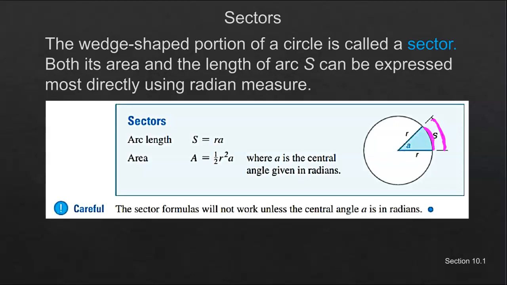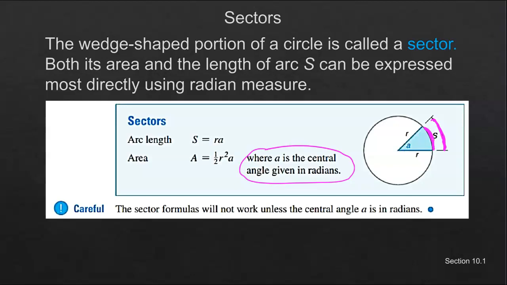And then the area of the blue part, that wedge, is 1/2 times the radius squared times A. Now, A is our central angle in radians. Most of the time you're going to be given your measurement in degrees, so you have to use that formula to convert it to radians first.